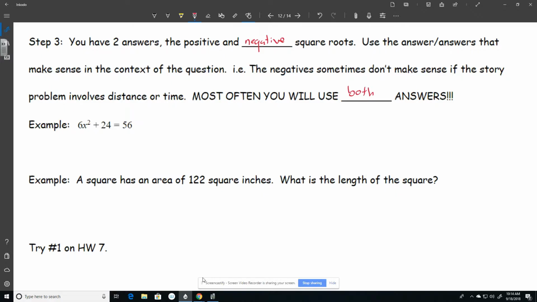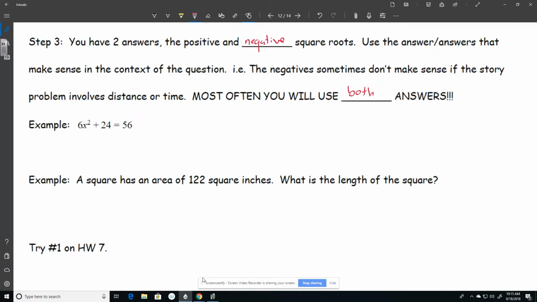For example, if it's a story problem, and it gives you an equation and you get a positive and a negative answer, but the story problem involves distance or time, usually there's no such thing as a negative distance or a negative time. So you would ignore the negatives because those answers wouldn't make sense. Technically, they're correct, but in the story problem, they wouldn't make sense. And we're going to do one of those right down here. So two examples really quick.